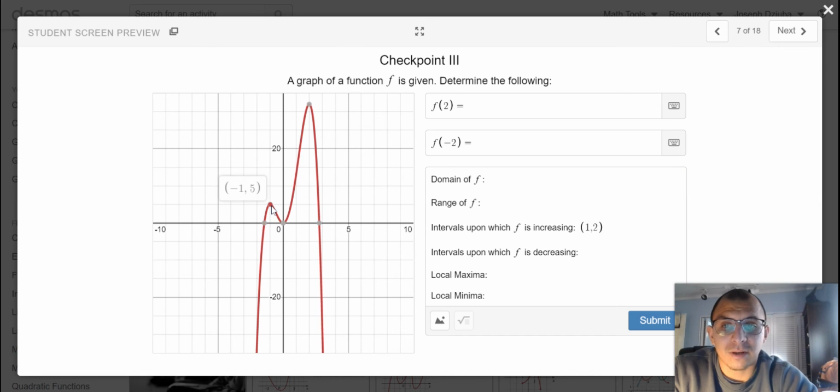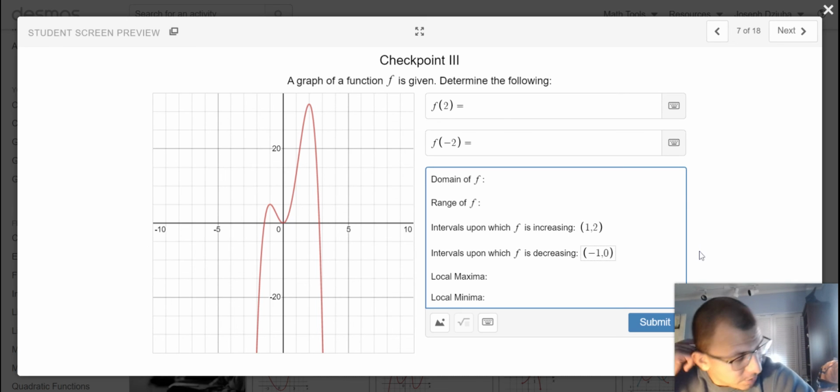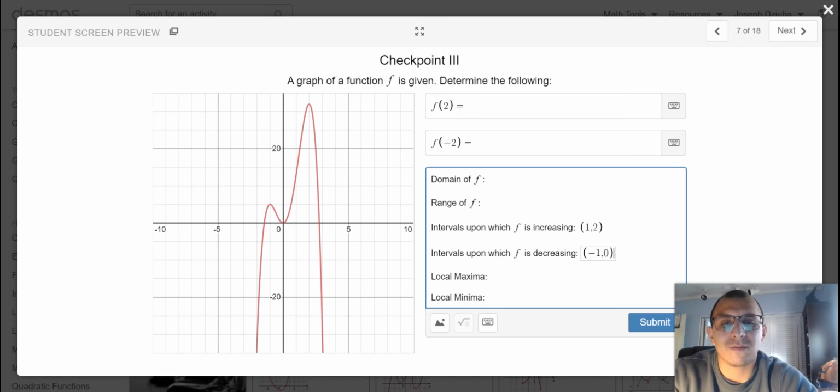I can see that from negative 1 to 0, the function is decreasing. And the reason why I'm using parentheses is because none of those points can be included in the interval of increasing or decreasing, because they are defined instances where there is no increasing or decreasing behavior.